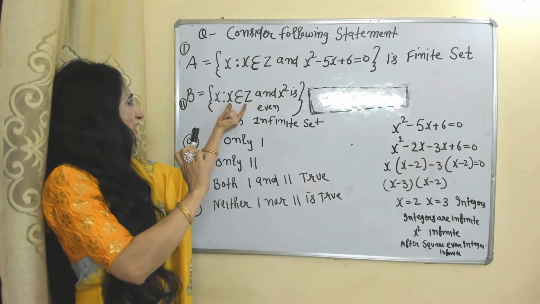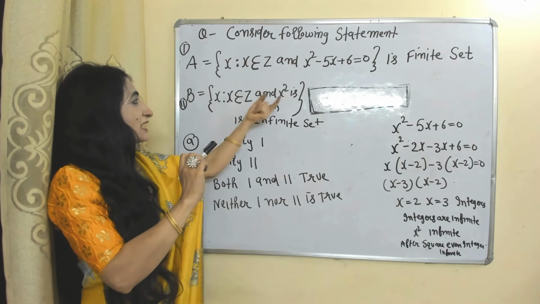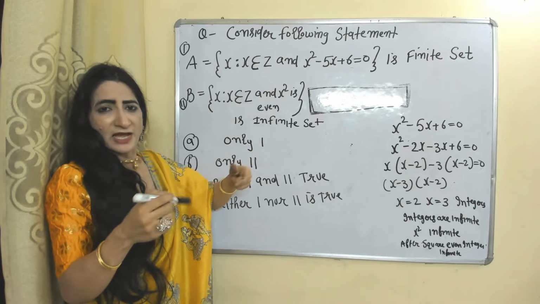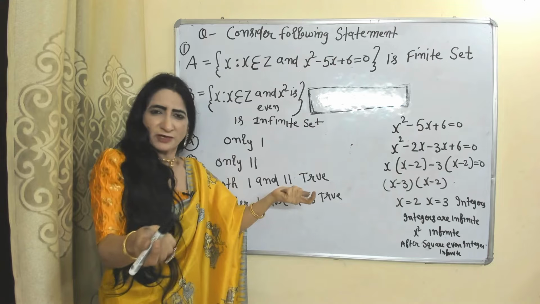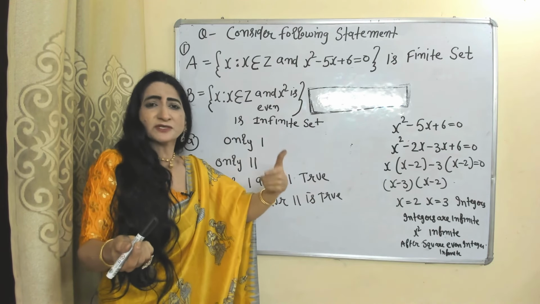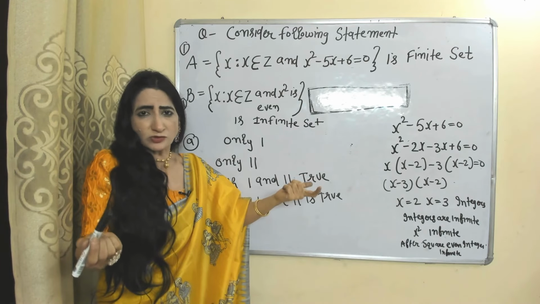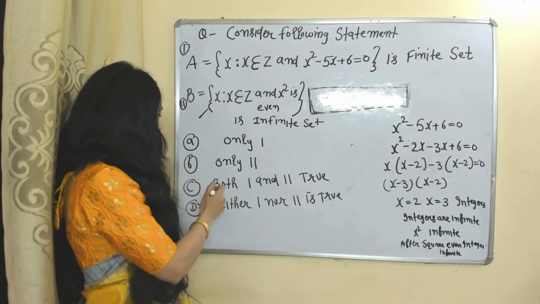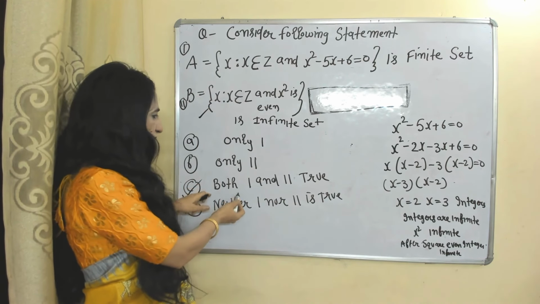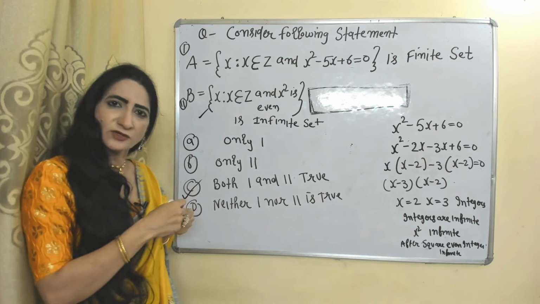Second statement, our x belongs to integers. X square is even. As we know, integers are infinite. Their square obviously will be infinite. After square, even integer will also be infinite. That's why second statement also true. So our C is our right option. Both first and second statement are true.